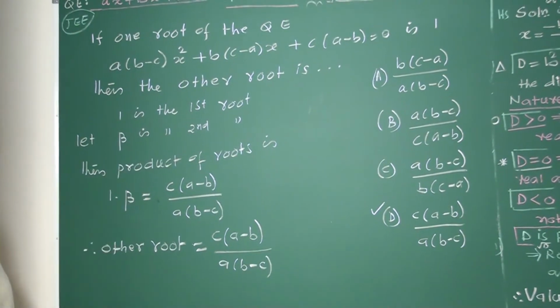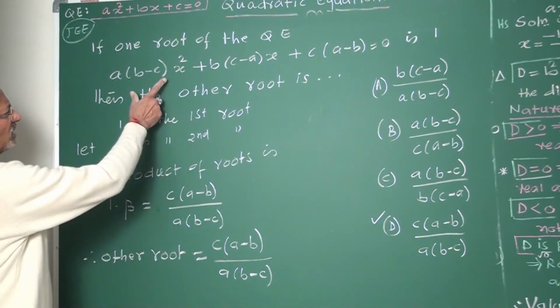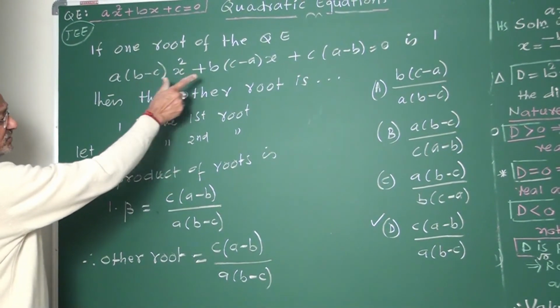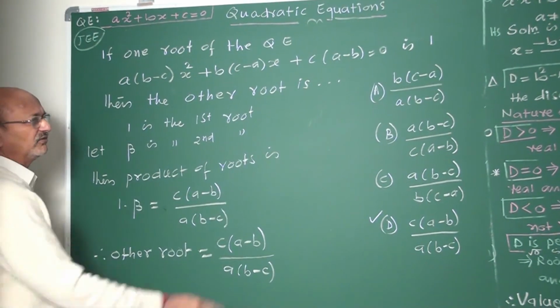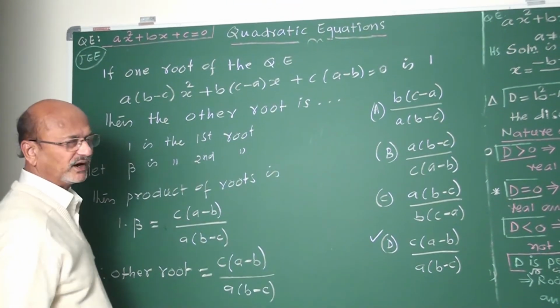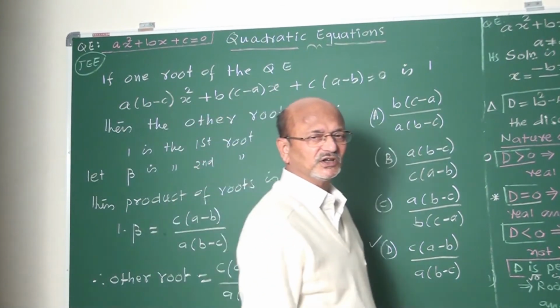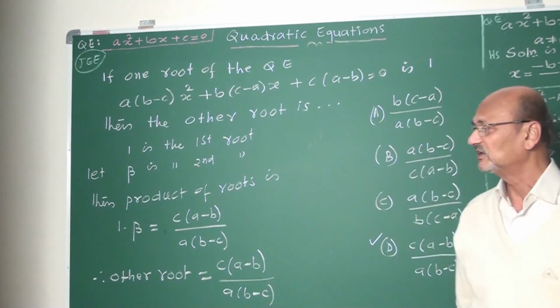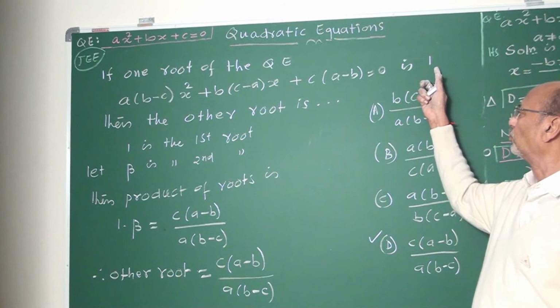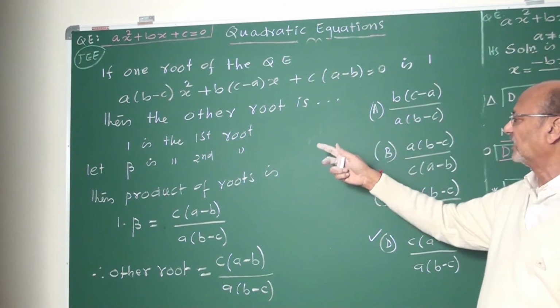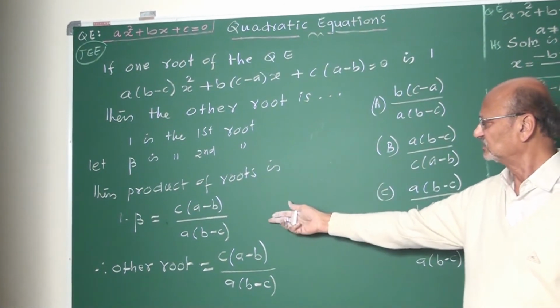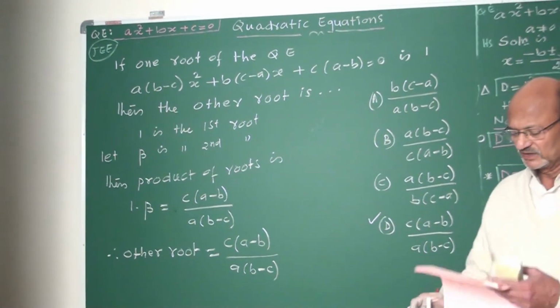This is how, my friends. They are simple, but the appearance, the look, is very lengthy. Even the options look very bad. In such cases, go with the method: one root, what is the second root, beta, what is the product of the roots. This way you can directly get the answer.